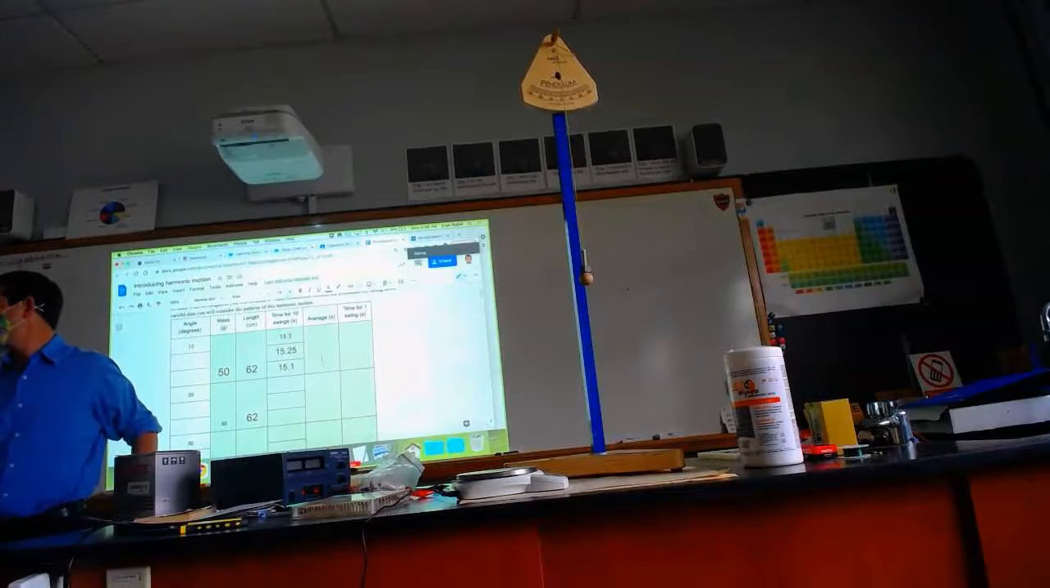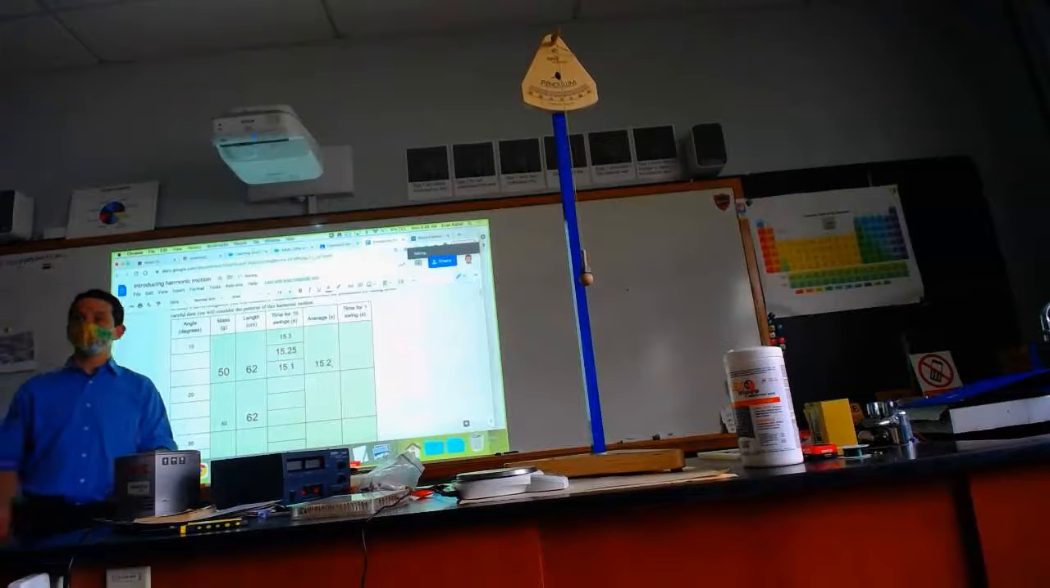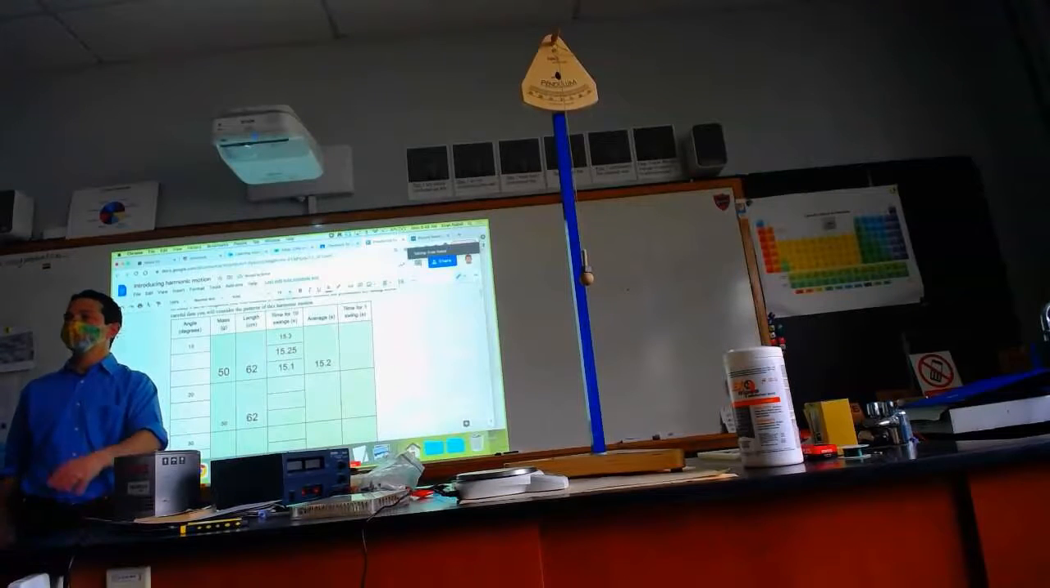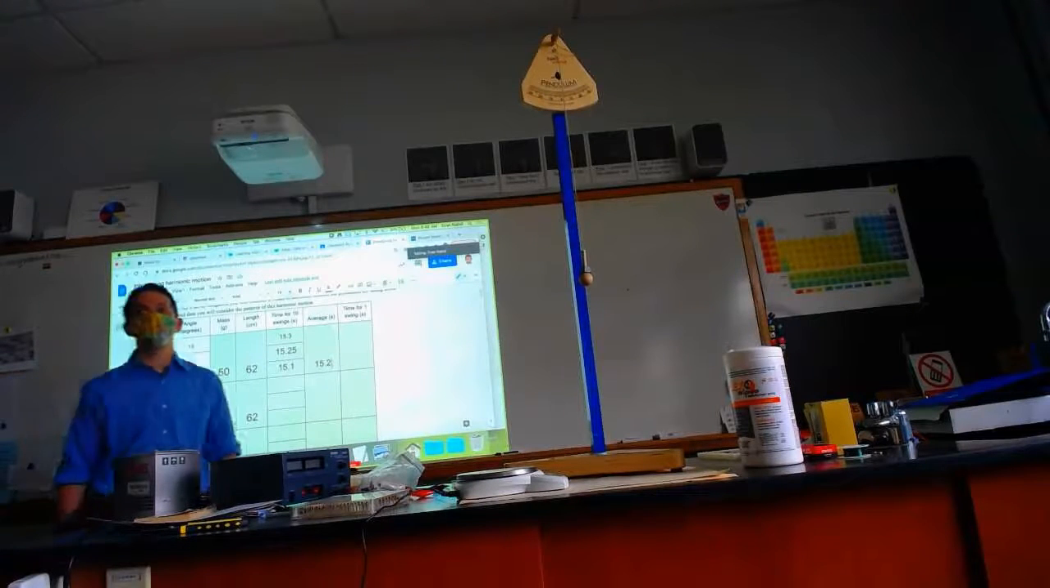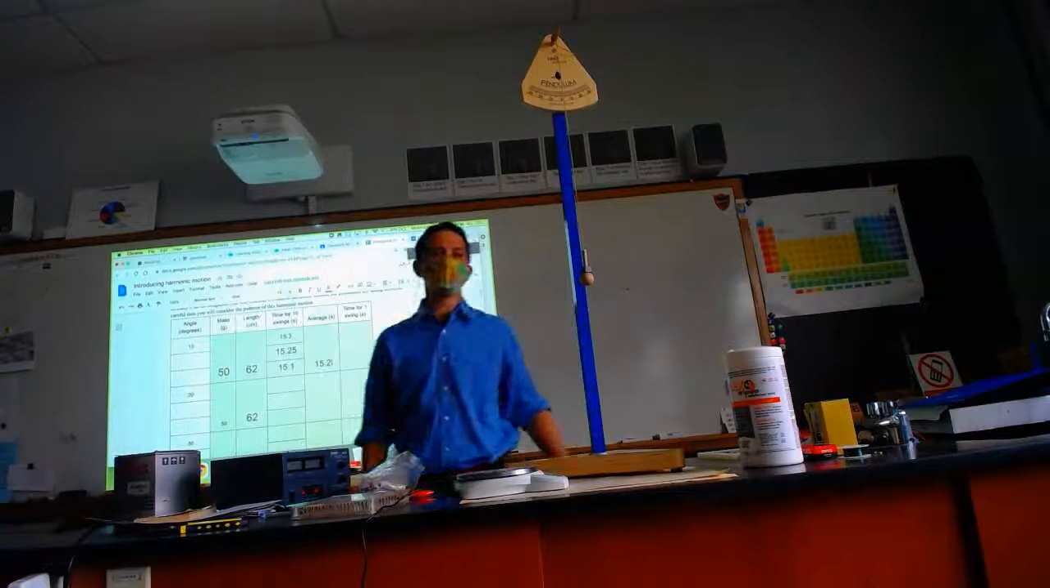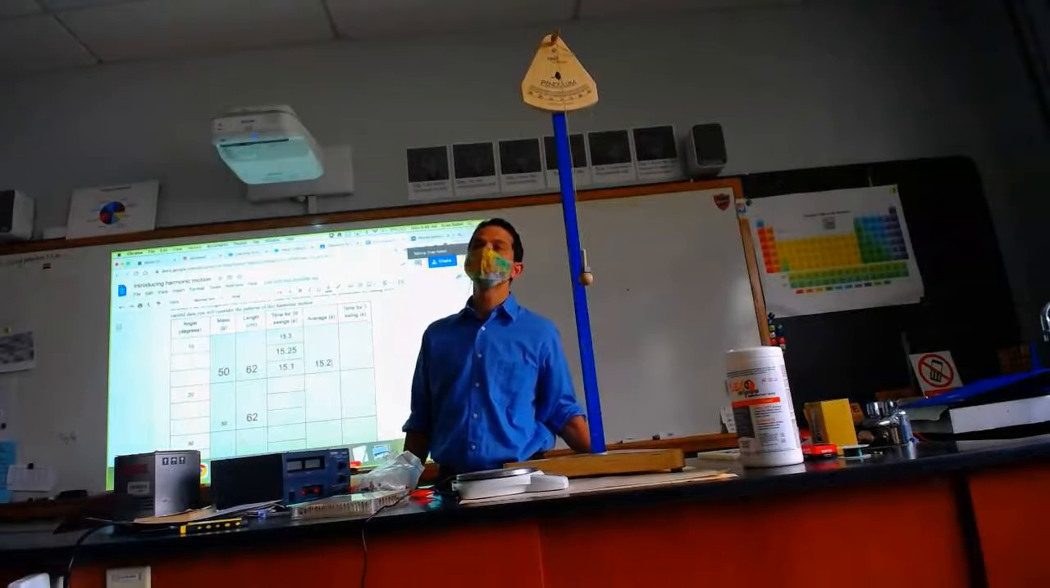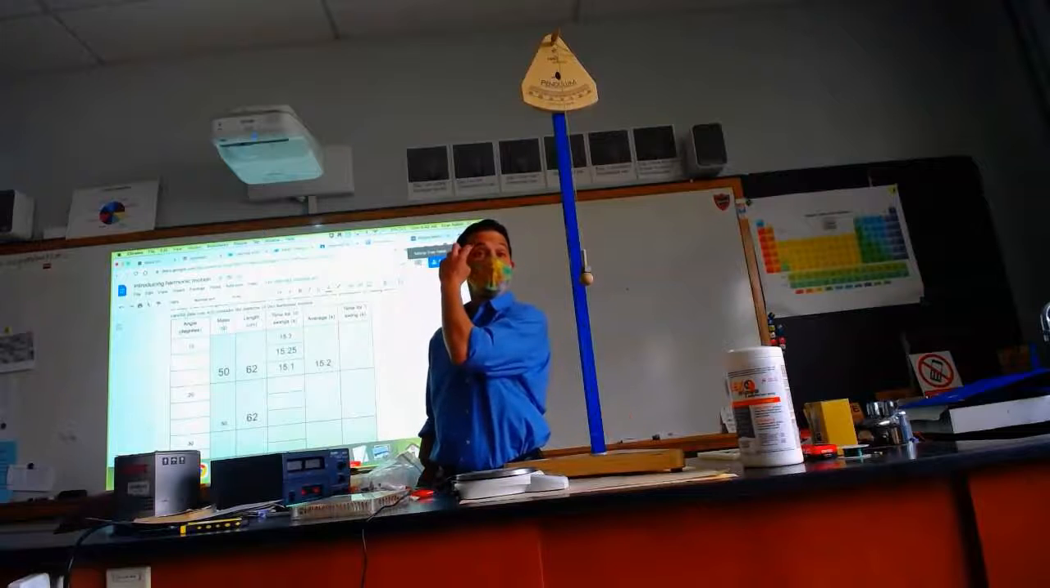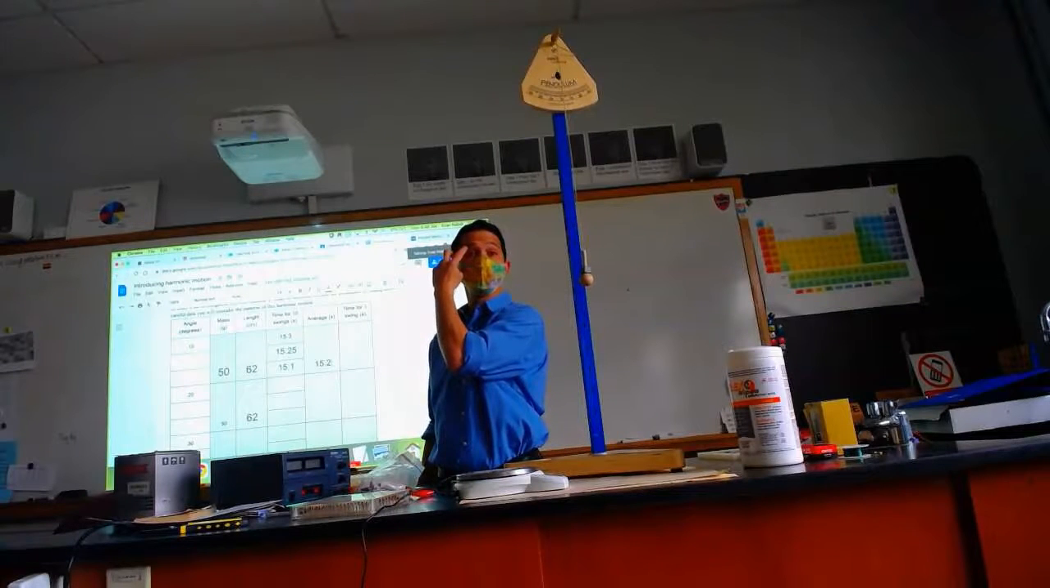Do you want to share? You say 15 point what? 15.2. Does everyone get the same 15.2 as an average? So that is the amount of time on average it takes to do 10 periods, 10 cycles of harmonic motion. What is the time for 1 period?